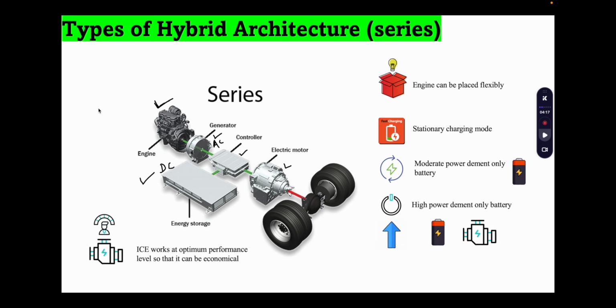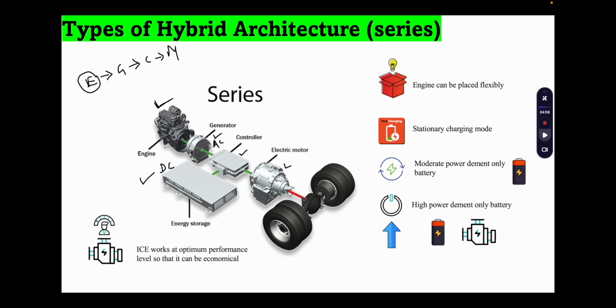So there are three modes possible over here. Either you can run with the help of the engine only. At that moment, suppose the torque demand or the power demand on the driver side is very high. In that case, you cannot charge the battery. The entire power is used from the engine to the generator, from the generator to the controller, and from the controller directly to the motor.